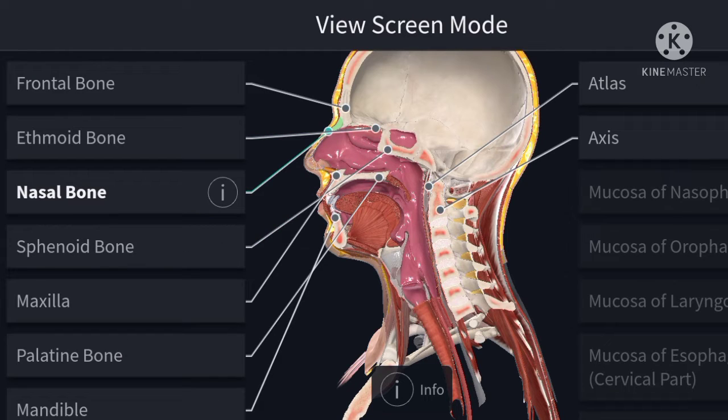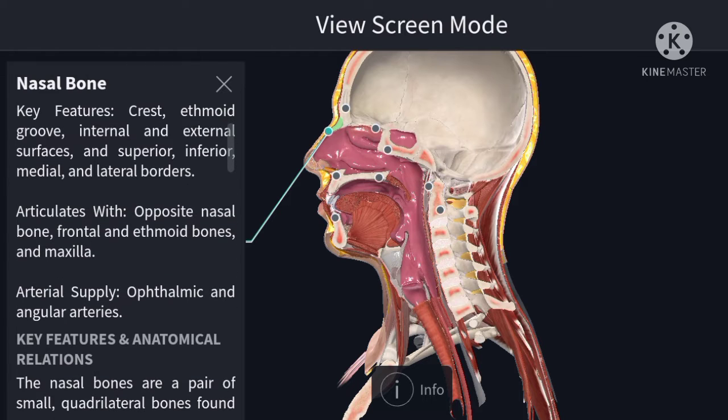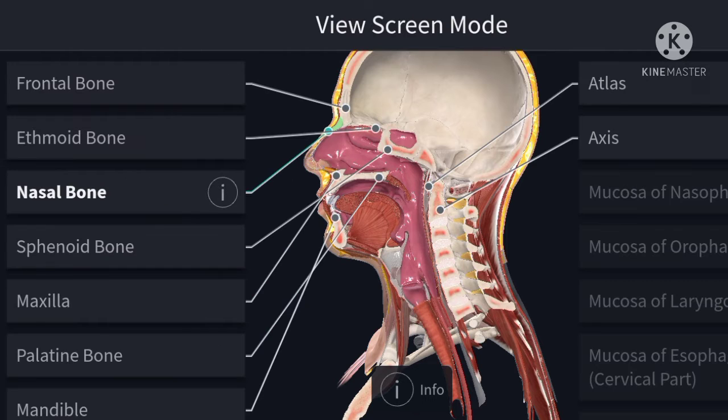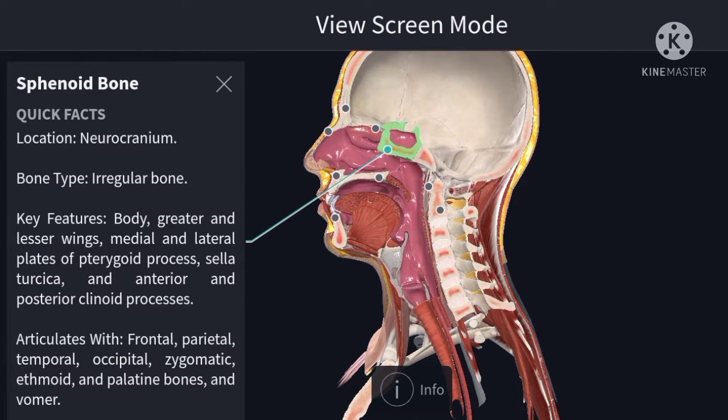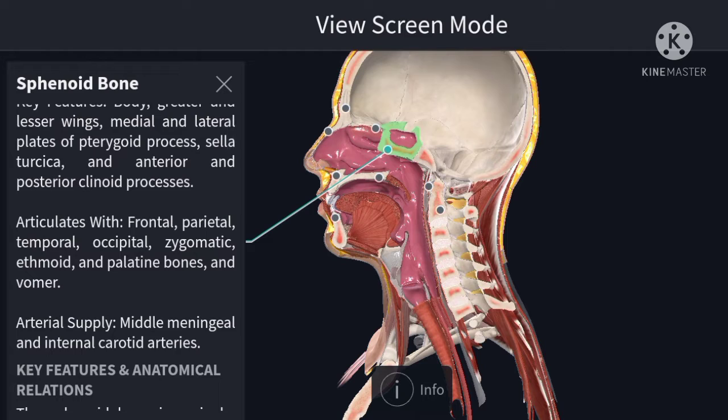Now we will see the nasal bone, and this is a nasal bone and it is a type of flat bone and it is located in viscerocranium and it is supplied by the ophthalmic and angular artery. Now we will see the sphenoid bone. As you can see here, this is a sphenoid bone and it is a type of irregular bone and located in neurocranium and supplied by the middle meningeal and internal carotid artery.